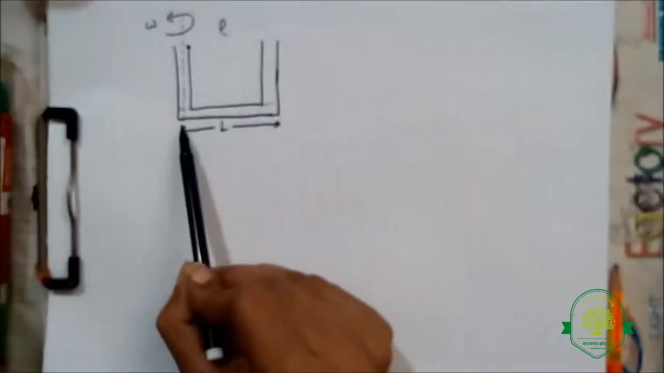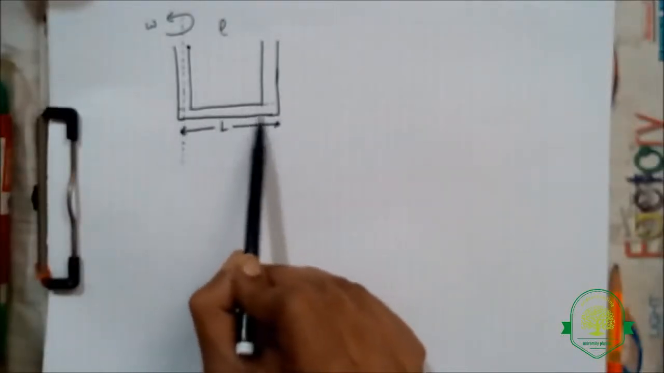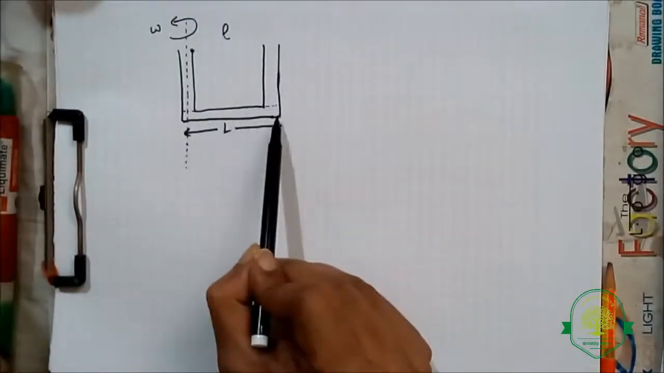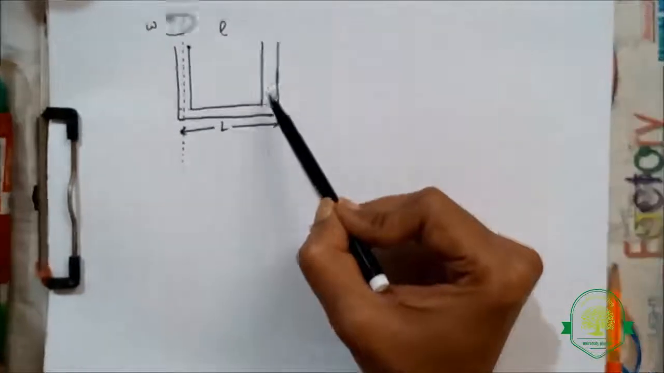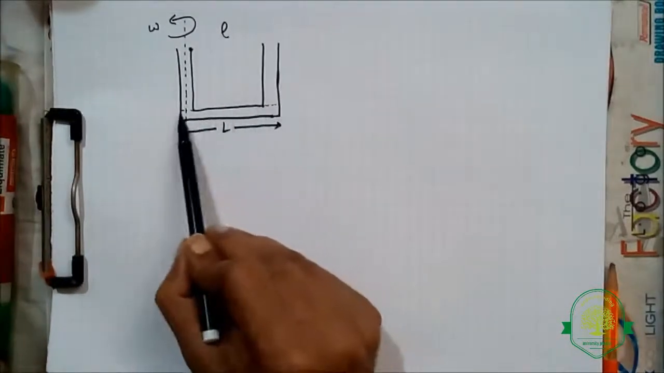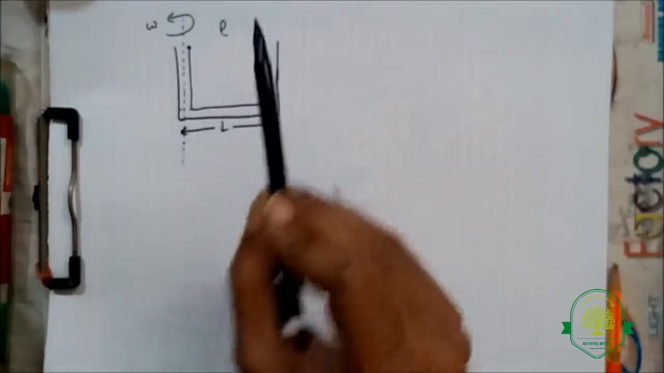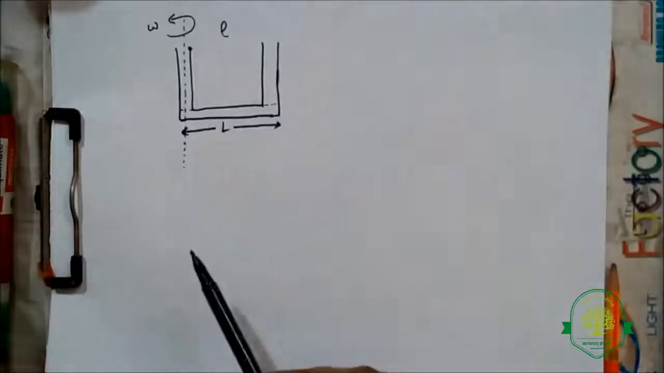It only occupies the length L of the U-shaped tube, and it doesn't go up to any height along the arms of the tube. So this is the level up to which the liquid is filled. The density of the liquid is rho. Whatever that liquid is, its density is rho.